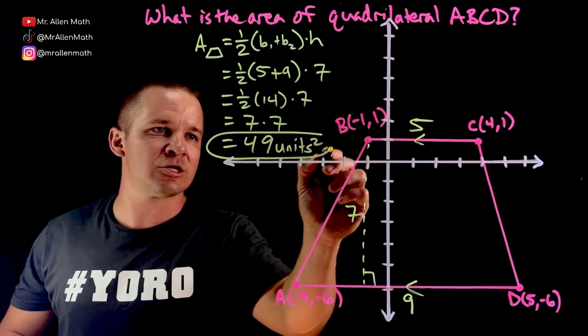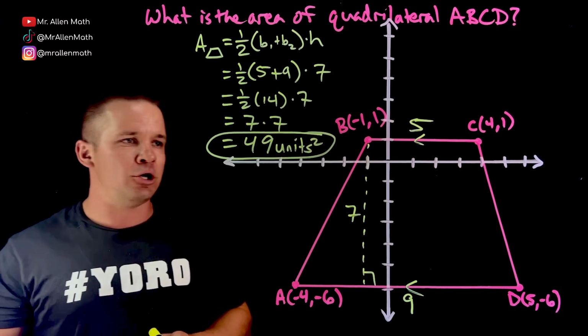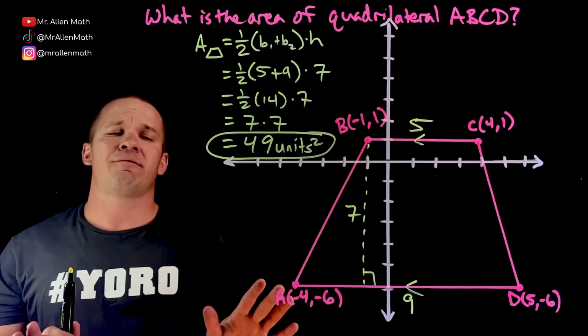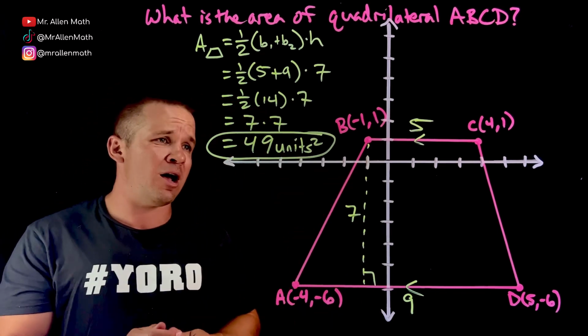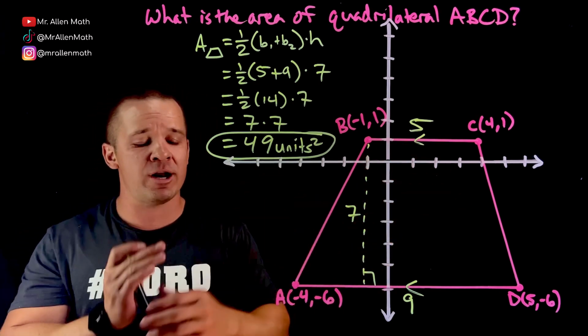Area is always units squared, right? And then volume is units cubed, and so on and so forth. I'm getting ahead of myself. Right. There we go. That's beautiful. We got the area of this trapezoid, 49 units squared. That's dope.